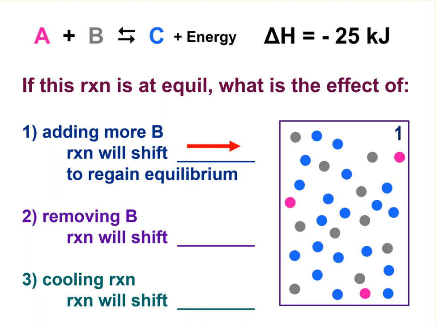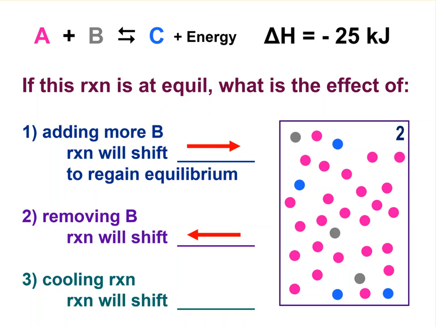If I remove B, so if I take B away, the reaction will shift to the left, and then we'll get more of the pink back. So at equilibrium, we're actually talking about a big mixture and what form we have of the different molecules or ions.